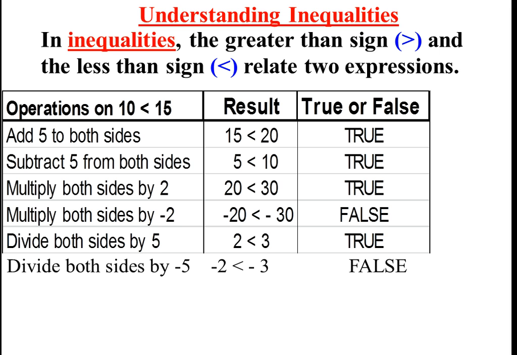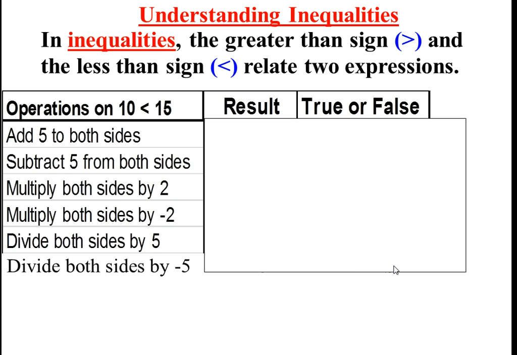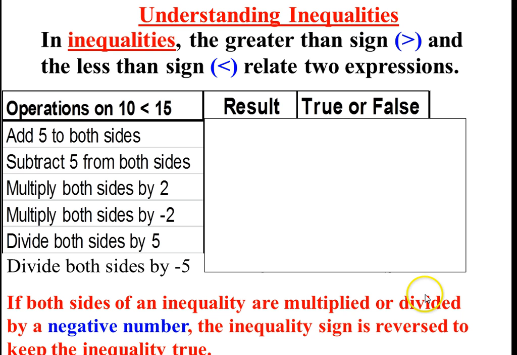So what you should have noticed is this is what the table should look like. And we should find out that working with inequalities is identical to working with regular equations unless we multiply or divide both sides by a negative. Then our statement changes. What used to be true, as soon as I multiply or divide it by a negative, becomes a false statement. So if both sides of an inequality are multiplied or divided by a negative number, the inequality sign is reversed in order to keep the inequality a true statement. So that's something really important to remember.